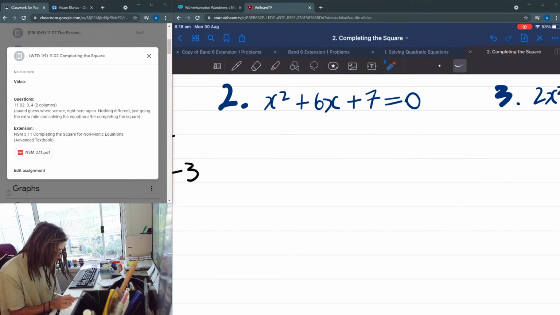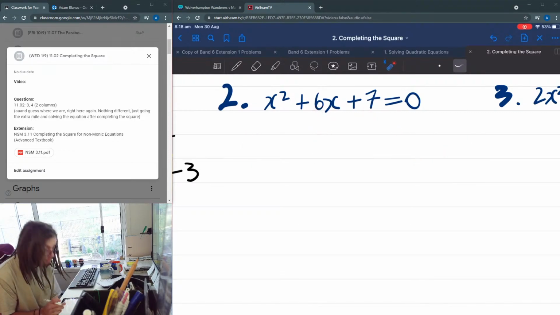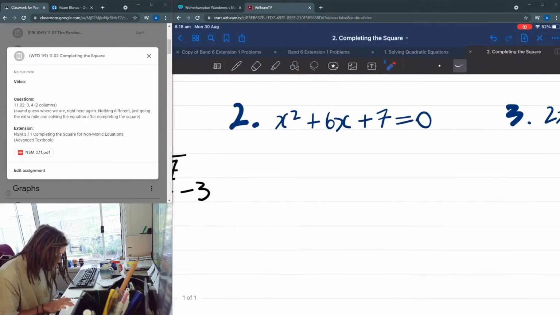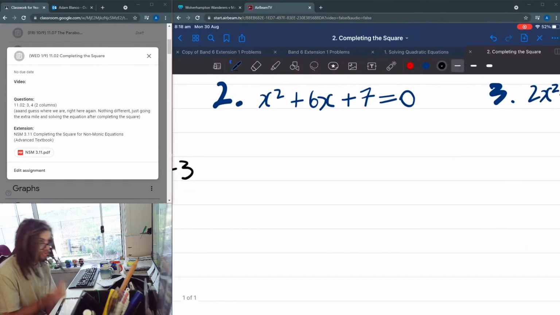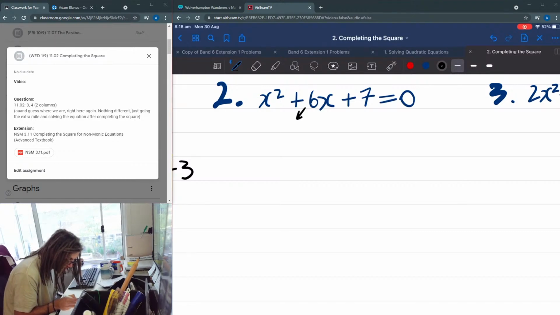So if you come to the conclusion that I can't think of two numbers, then you can't write it in this form. But you can write anything in this form. So that's where we're going now. So now I've got to complete the square. So what I'm going to do is I'll go, all right, I'm going to halve this, 3, and square it, 9.